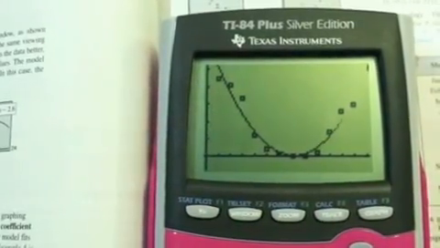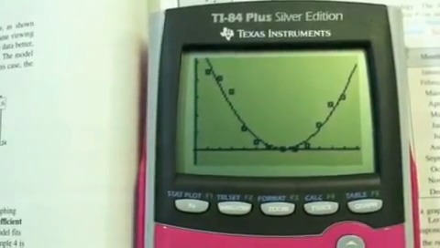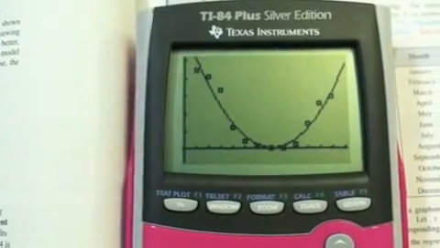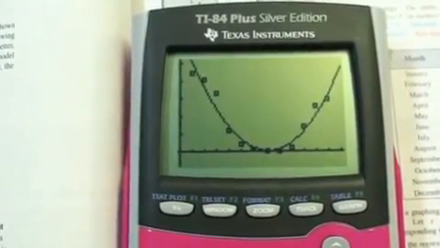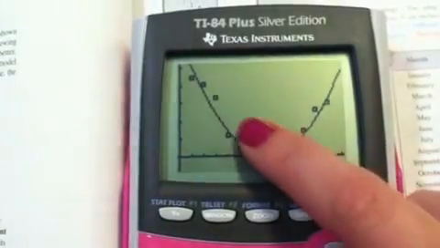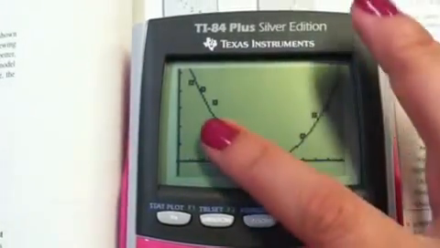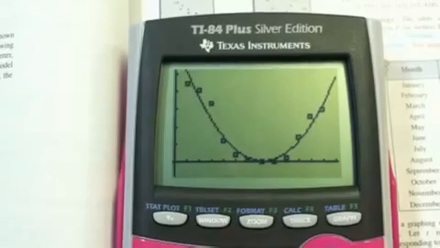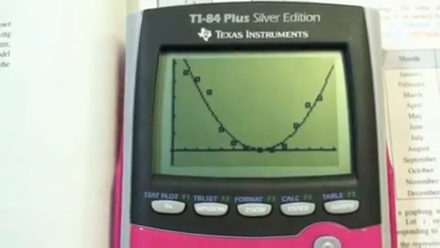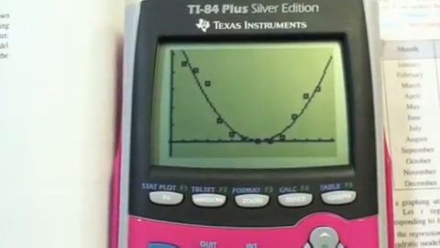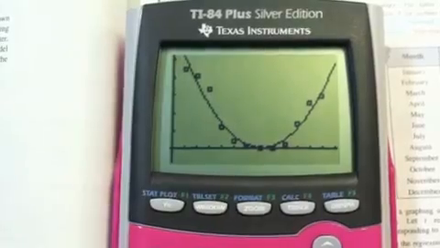Now I've got my points and my regression best fit line, which is quadratic. We see there are some points that are off, but for the most part this fits the data, which is a good thing. That's what we want to see. So that's basically how we put that on a graphing calculator.